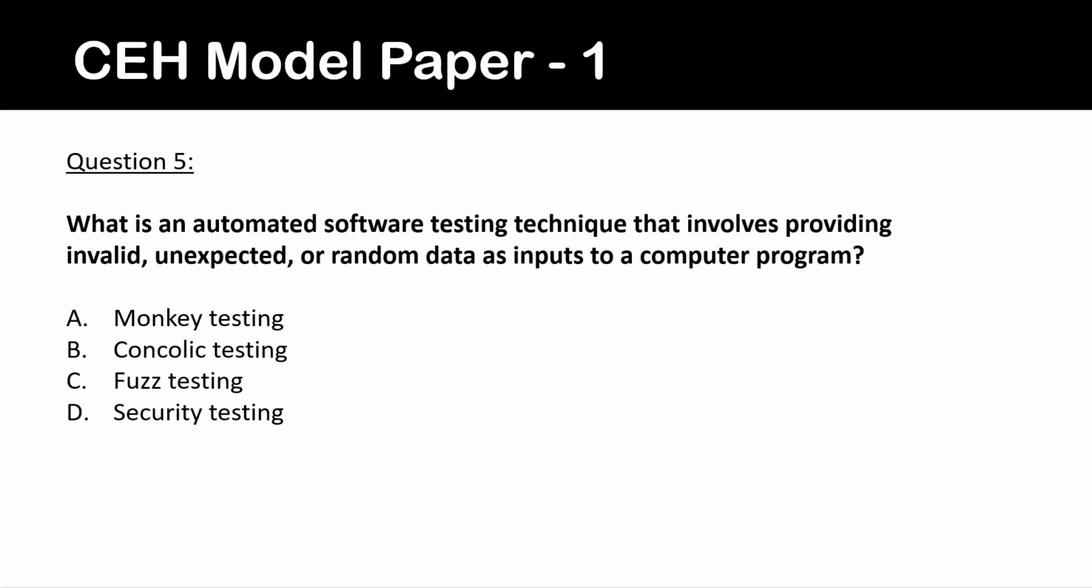Question 5. What is an automated software testing technique that involves providing invalid, unexpected, or random data as inputs to a computer program? The options are A. Monkey testing. B. Concolic testing. C. Fuzz testing. D. Security testing. The answer is C. Fuzz testing.